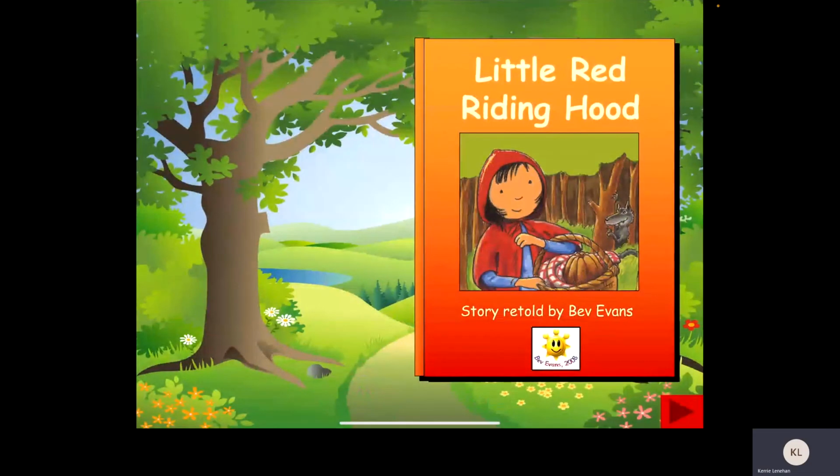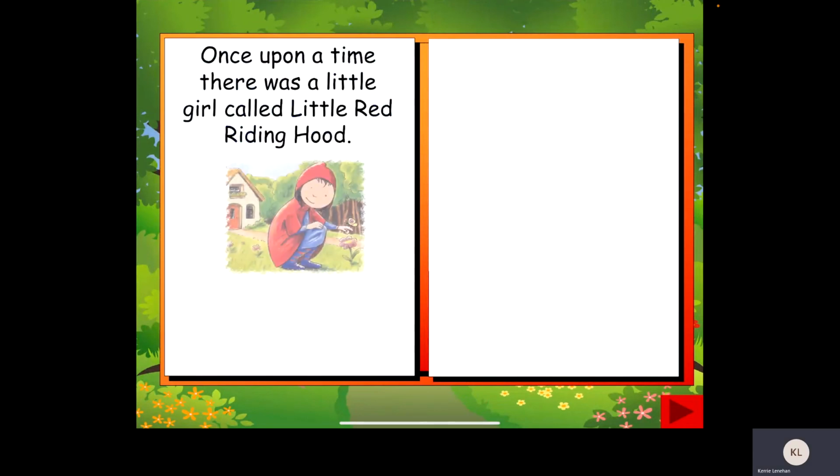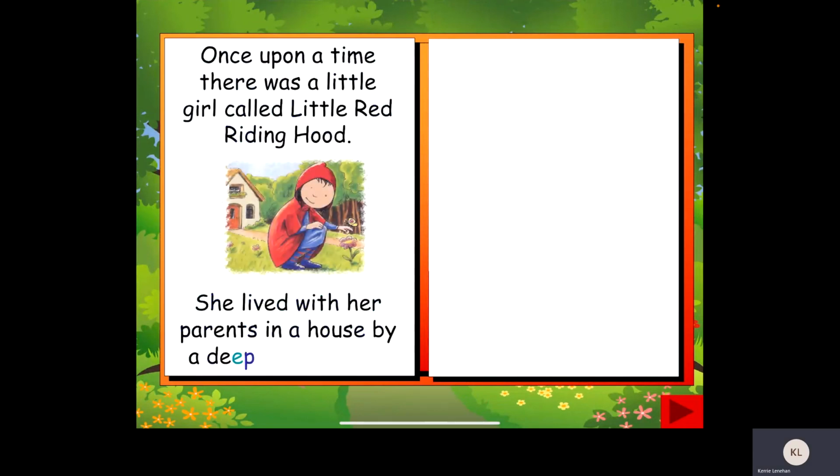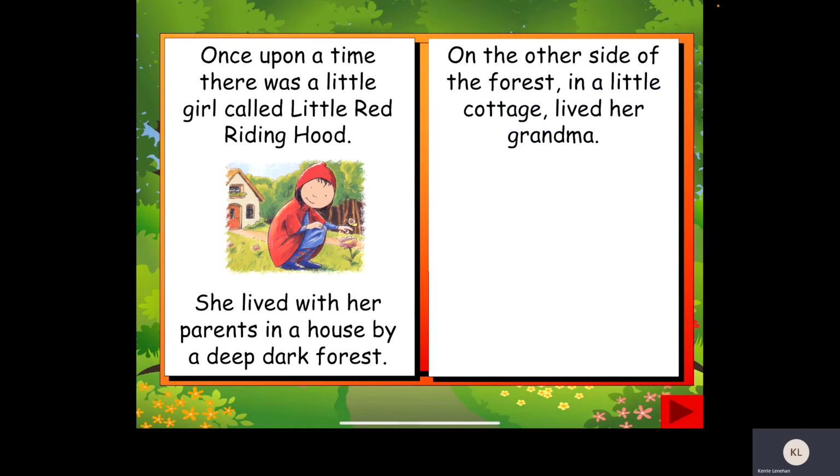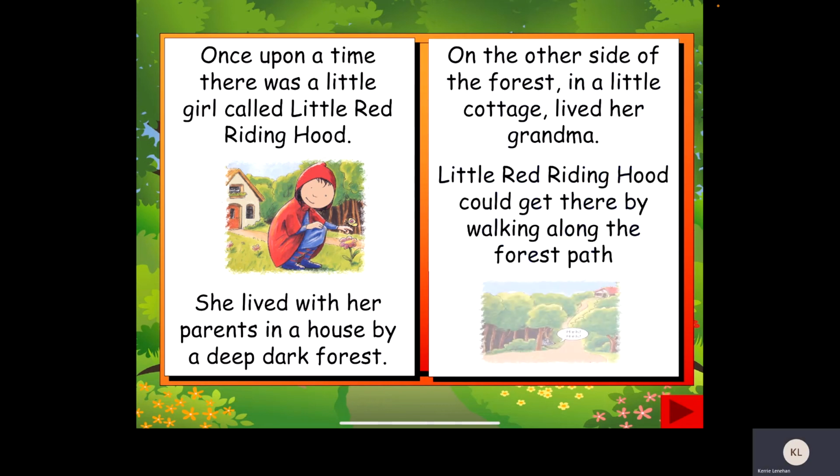Okay, Little Red Riding Hood. Once upon a time, there was a little girl called Little Red Riding Hood. She lived with her parents in a house by a deep, dark forest. On the other side of the forest, in a little cottage, lived her grandmother. Little Red Riding Hood could get there by walking along the forest path.